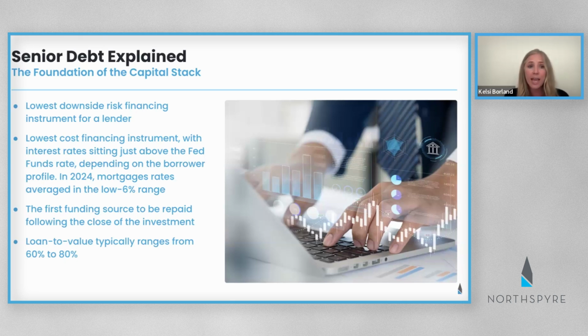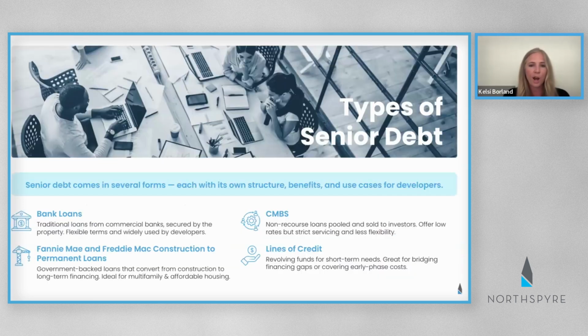So senior debt is often collateralized, almost always by the project or by the property. And usually you have a loan to value in the 60 to 80% range. For developers, we're really looking more at a loan to cost, probably also in that range, but closer to 60%, maybe even dipping a little bit below that for a developer. There are lots of different types of senior debt.